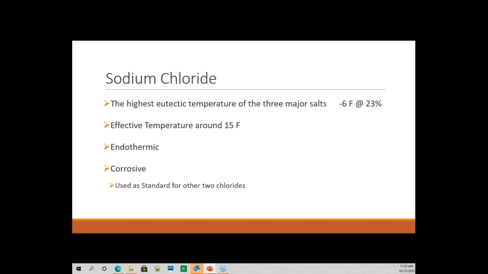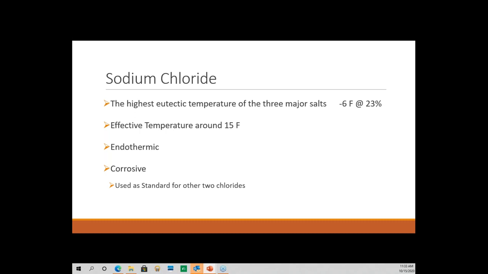Generally speaking, at a 23% concentration of sodium chloride, it can keep ice from forming at minus 6 degrees. But it's not very effective down at that because it doesn't stay at that 23% concentration. Generally speaking, its effective temperature for sodium chloride is around 15 degrees. What I see out on the roadway in most cases is that when you get down to 20 degrees, unless you have a wet snowstorm, your salt's going to stop working. It's going to just sit there and wait for it to warm up, wait for that surface temperature to increase.